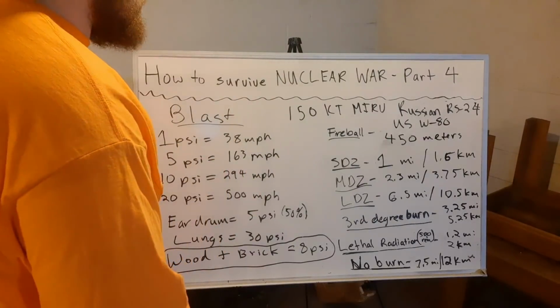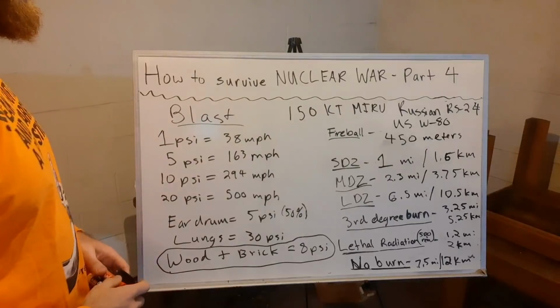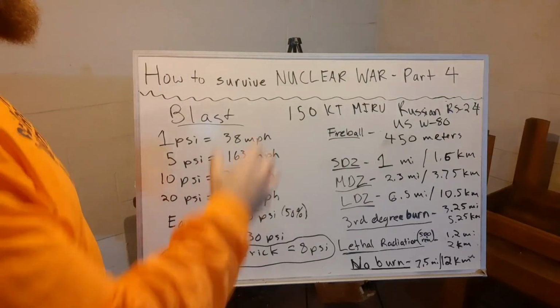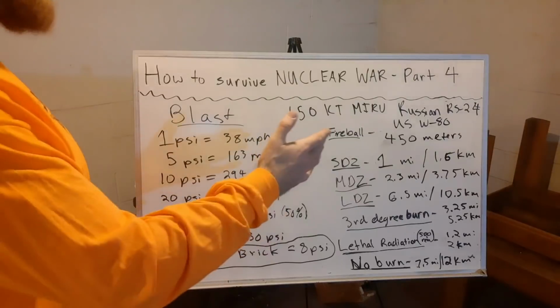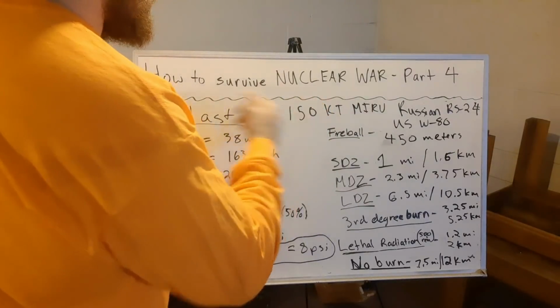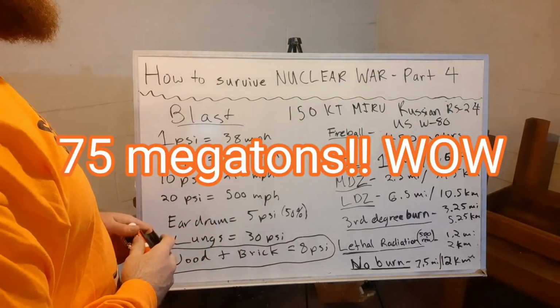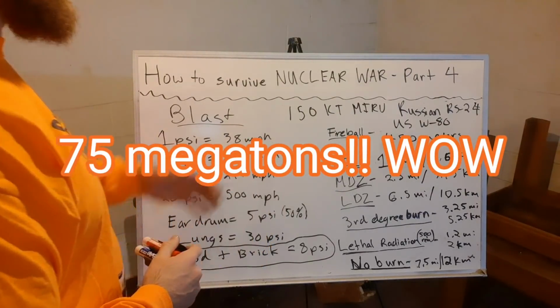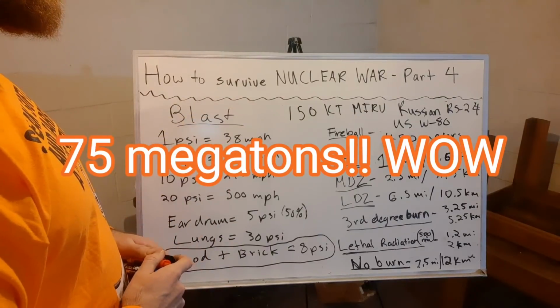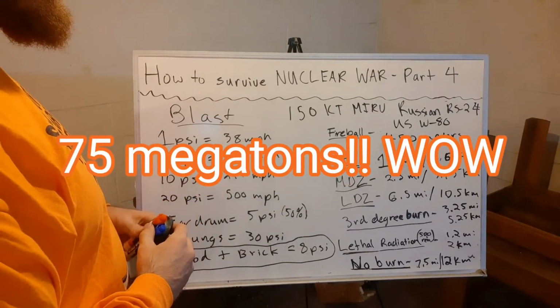Each one of those silos has to be hit directly with one of these 150 kiloton warheads. So that's a lot of bombs in one area, okay? If you do the math, 500 times 150, I'm not going to do the math right now, that's too much math to calculate in my head, but you're talking about several megatons of power from all of those smaller bombs put together, okay?